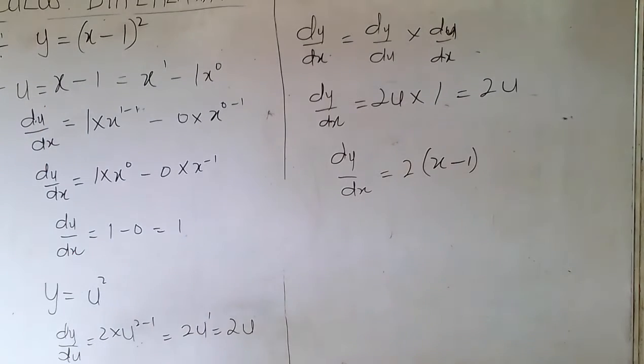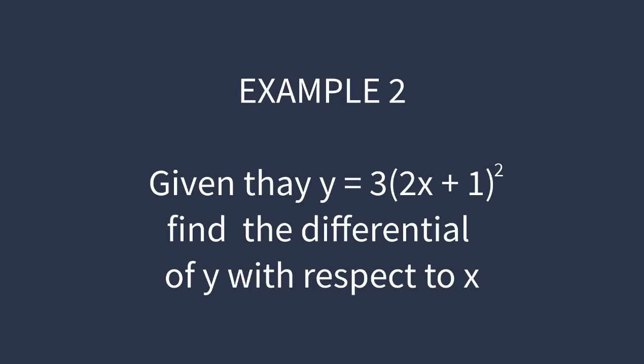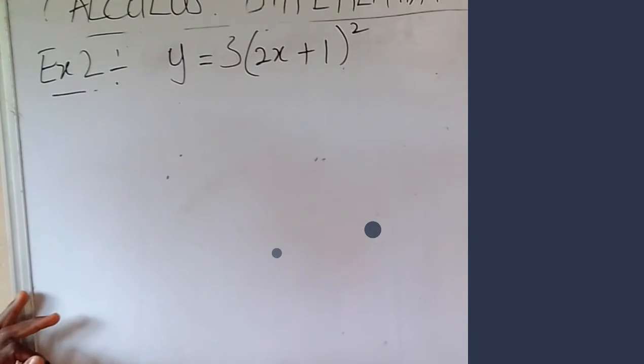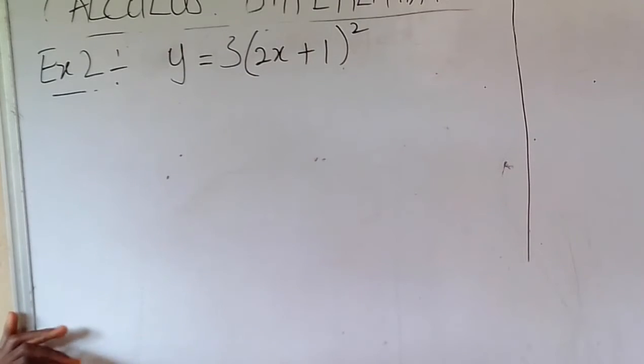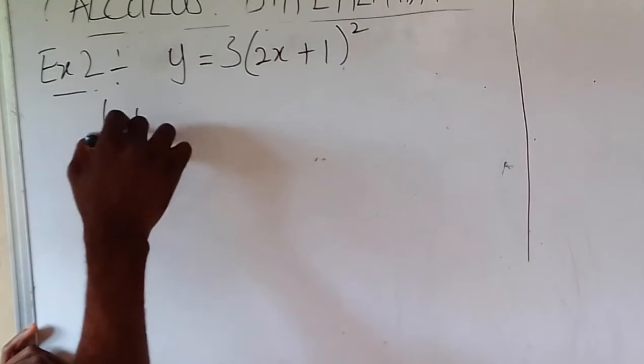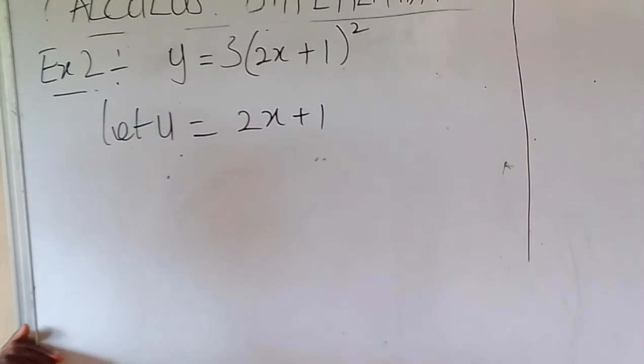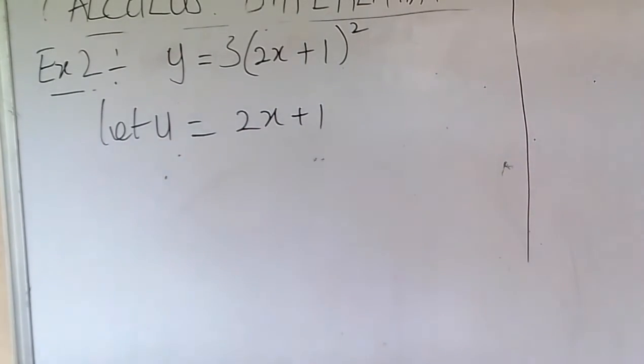Example 2. Given that y is equal to 3 into bracket 2x plus 1 all squared, we have to find the differential dy/dx. Now in this case, to solve this, I want to follow the same steps. The first thing we did in example 1 was to make u equal to the value inside the bracket, which is 2x plus 1 in this case.